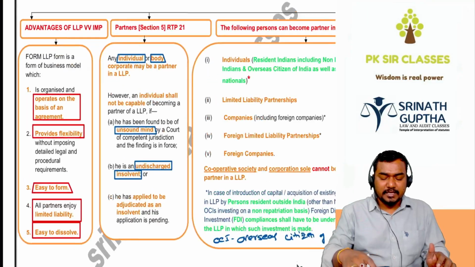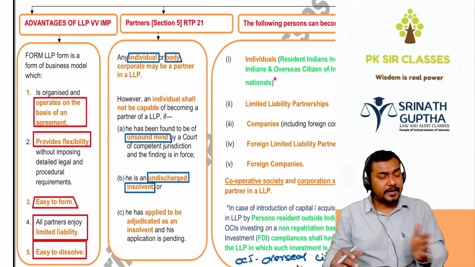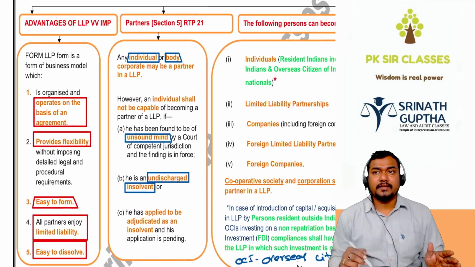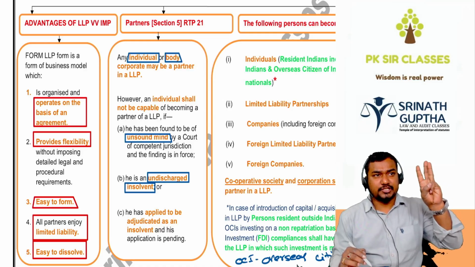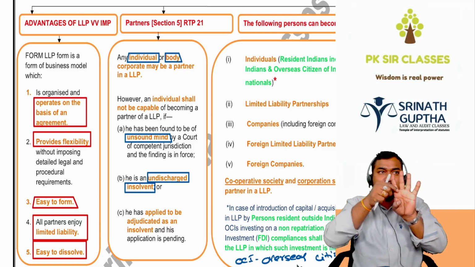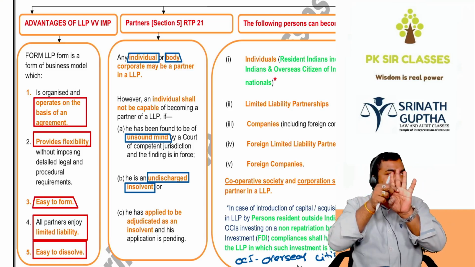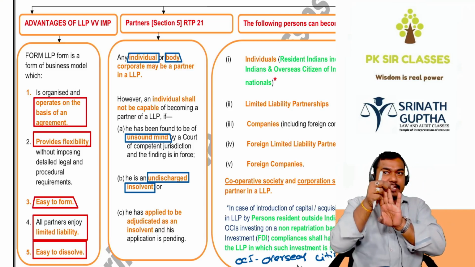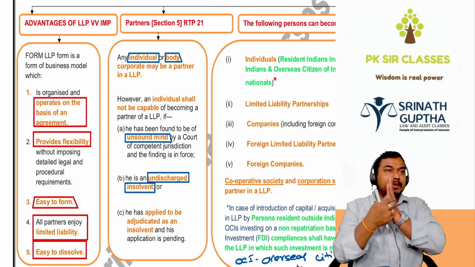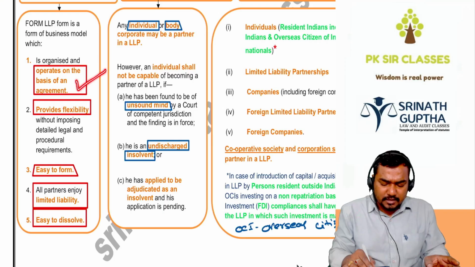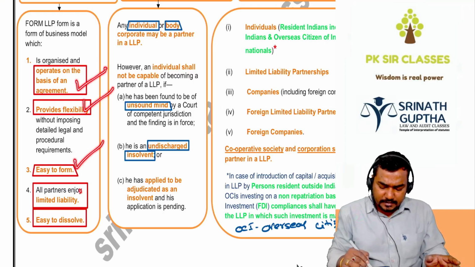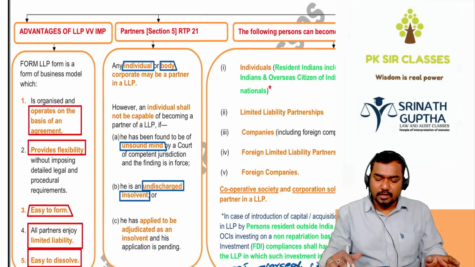Next, advantage of the LLP. Exam may come. Advantages of the LLP: easy to form, easy to create, easy to dissolve, easy to manage, limited liability. Easy to create, birth. Easy to dissolve, death. Easy to manage, life. And limited liability, which works based on the agreement. There is flexibility in the partnership deed: easy to create, limited liability, and easy to dissolve.